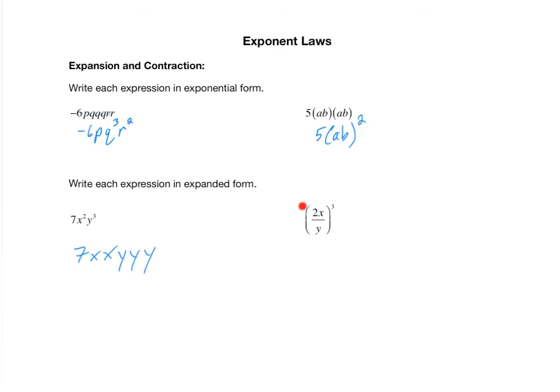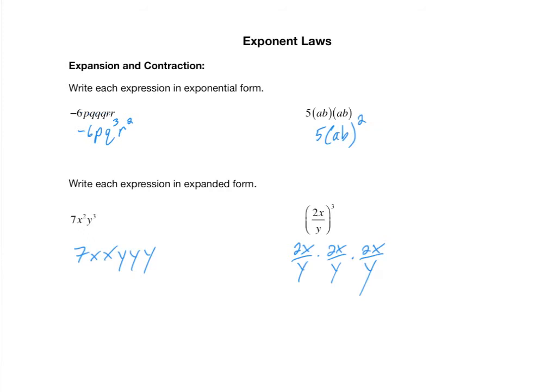Let's expand one more here. We've got, in this case, 2x over y, that thing to the third power. So we got a fraction raised to the third power. So what is the base in this scenario? Well, technically, the fraction is the base because that whole fraction is being raised to the third power. So that means we are multiplying 3 of those fractions. We've got 2x over y times 2x over y times 2x over y. And again, we're just trying to write this in expanded form for reasons coming soon.